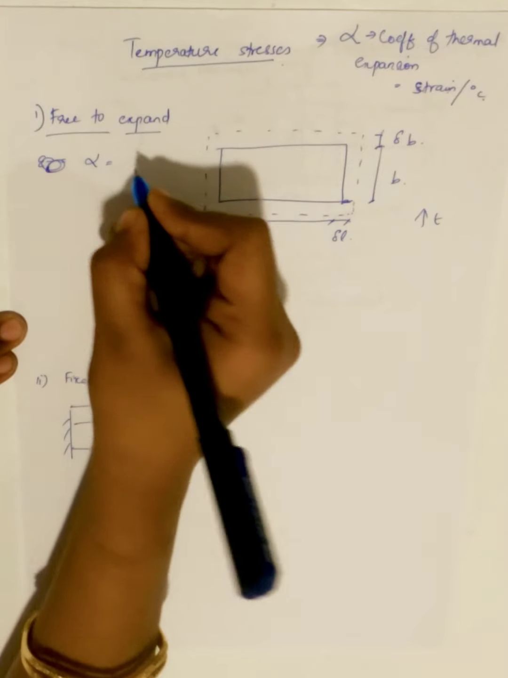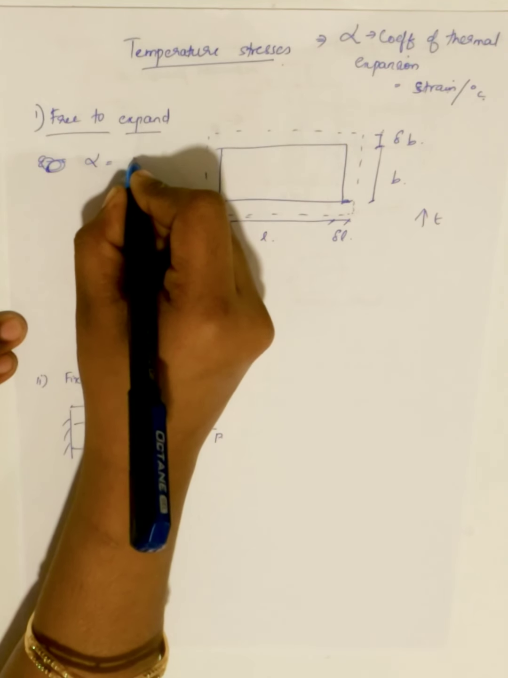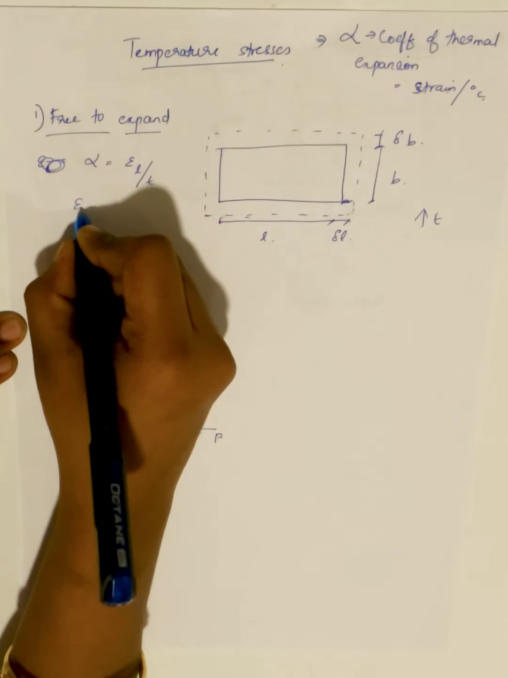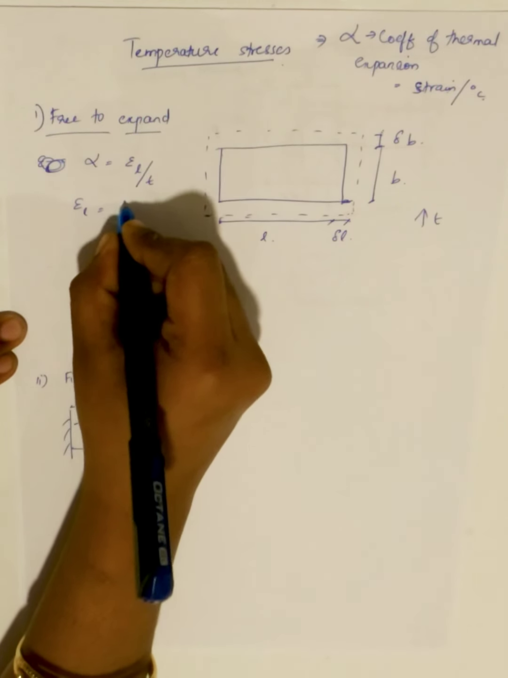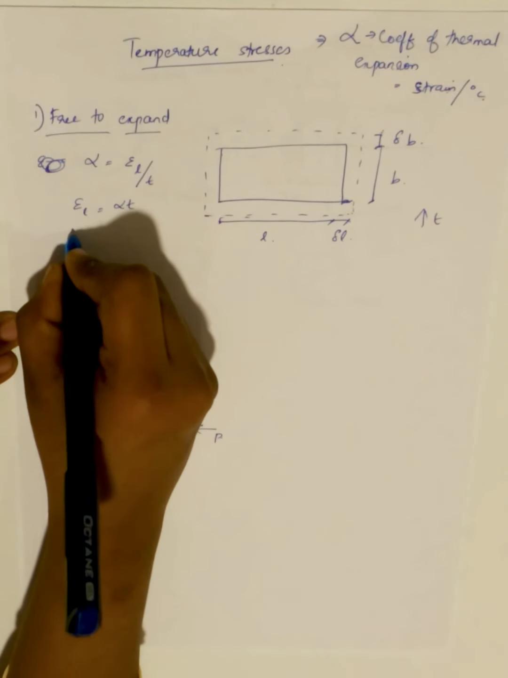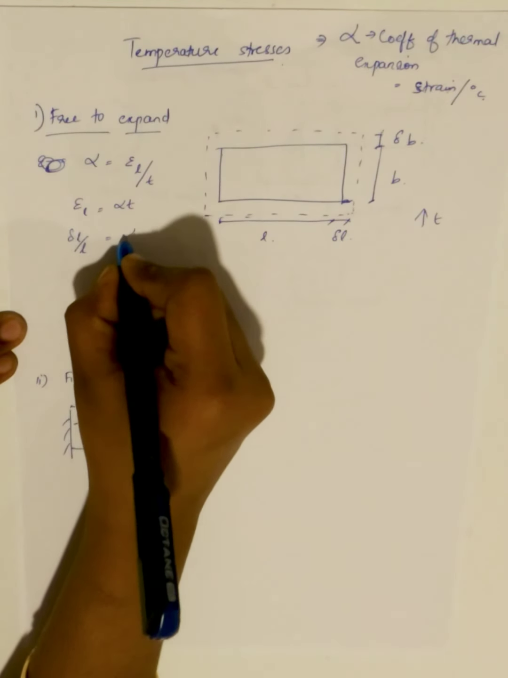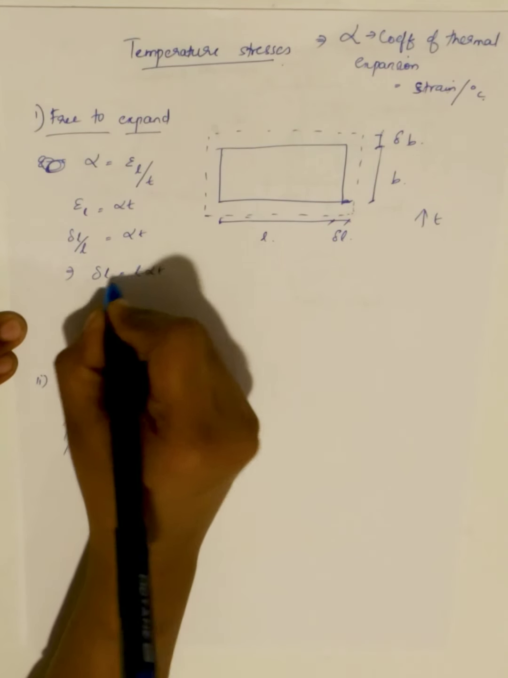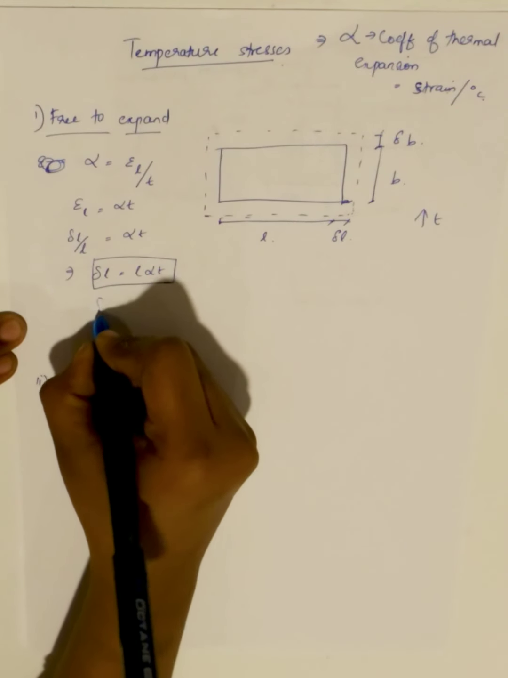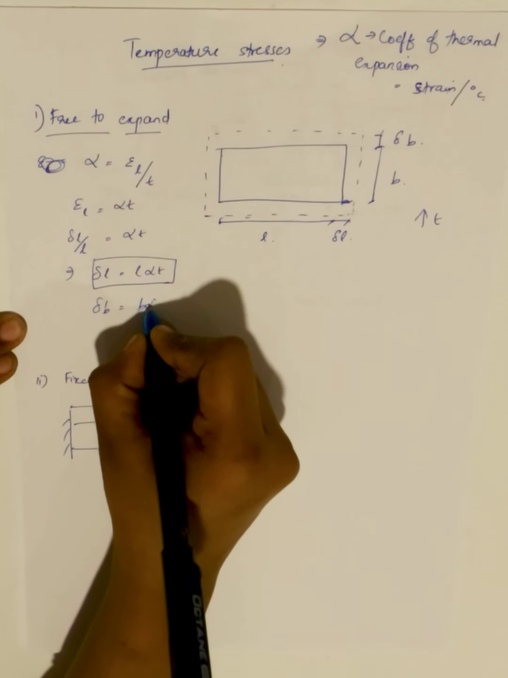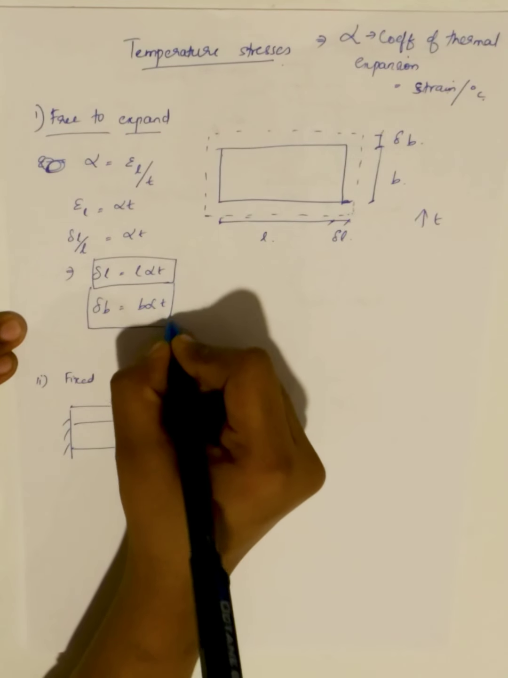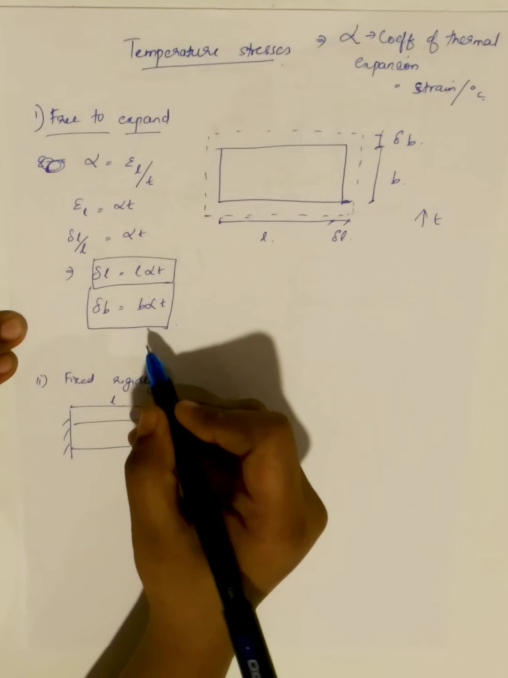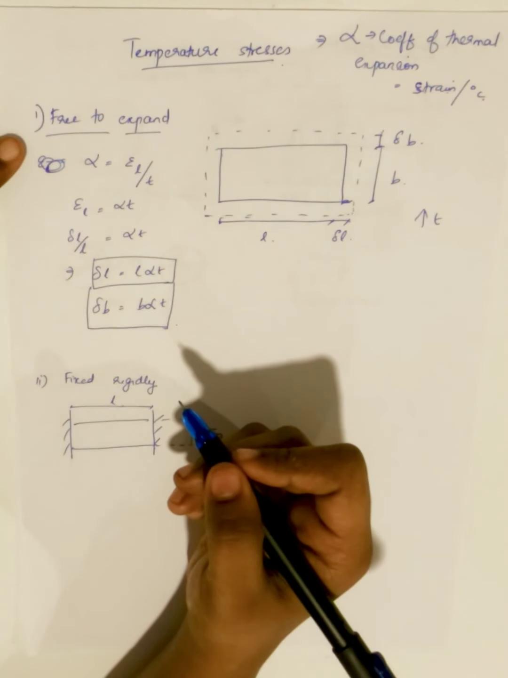So we have alpha equal to, in the L direction, epsilon L per temperature. So epsilon L is equal to alpha T, and epsilon L is delta L by L, equal to alpha T. So delta L is equal to L alpha T. Similarly, if we take the breadth direction strain, we have delta B is equal to B alpha T. That is our case of free to expand.